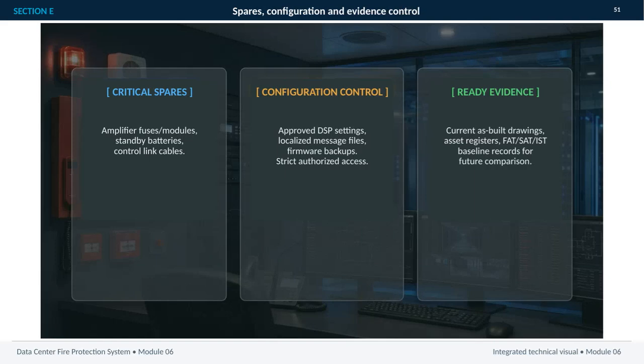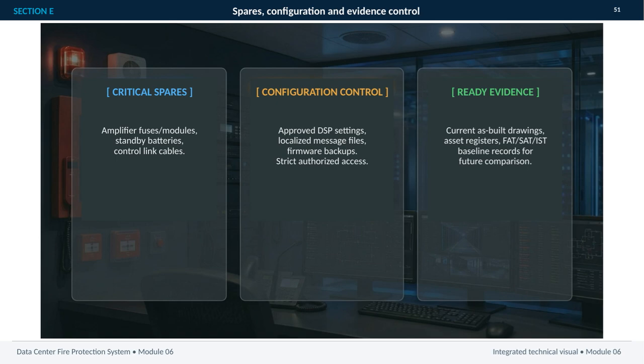This section brings together three controls that protect long-term system readiness: critical spares, configuration control, and ready evidence. The goal is to make recovery and verification possible without relying on assumptions or improvised replacements. First, critical spares should cover the components most likely to affect continuity, including amplifier fuses and modules, standby batteries, and control link cables. These items need to be identifiable and available when they are needed.